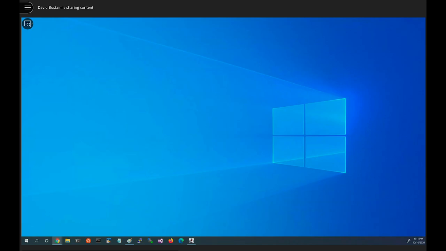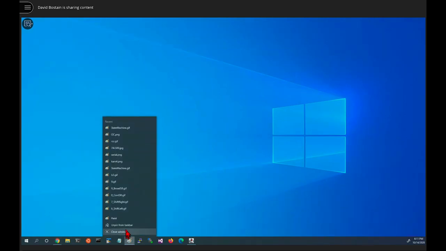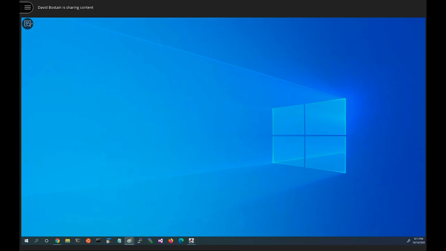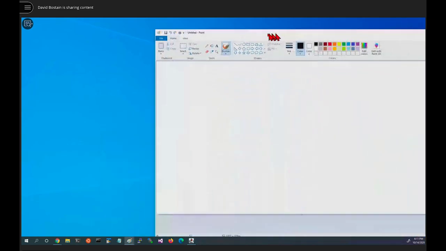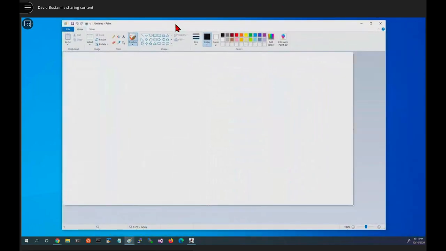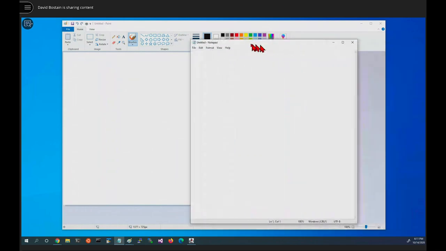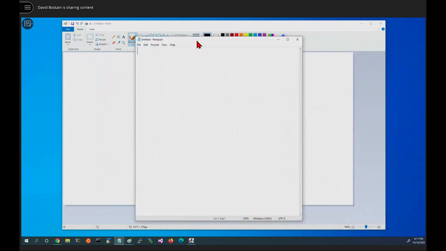So I probably need to have Paint open somewhere here, so let me grab a copy of Paint. And let's do something. Actually, we'll start in Notepad. We'll even be simpler. We were able to build a counter last time by rearranging flip-flops in such a way that the bits turned on in a particular pattern every time we received a clock.